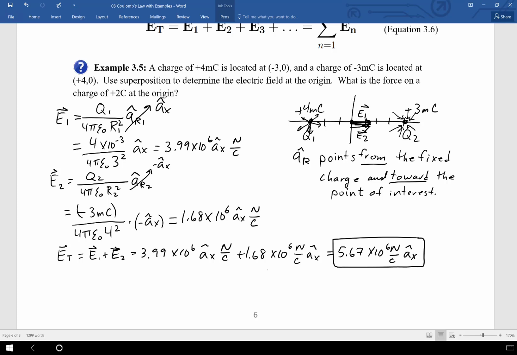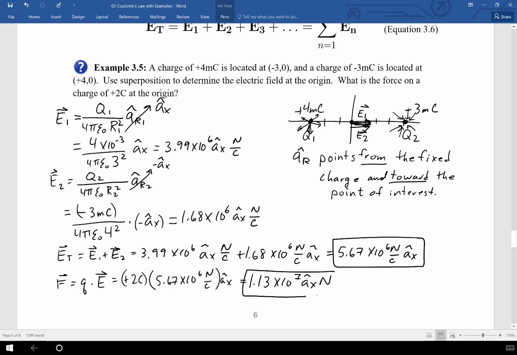The question then asks, what is the force on a charge of plus 2 coulombs at the origin? Well, the force is going to be Q times E, and in this case it's E sub t, the total electric field, which is going to be plus 2 coulombs times 5.67 times 10 to the 6th newtons per coulomb, and that's in the a sub x direction, and that's equal to 1.13 times 10 to the 7th a sub x newtons. And because this is a positive charge, the force is in the same direction as the electric field.